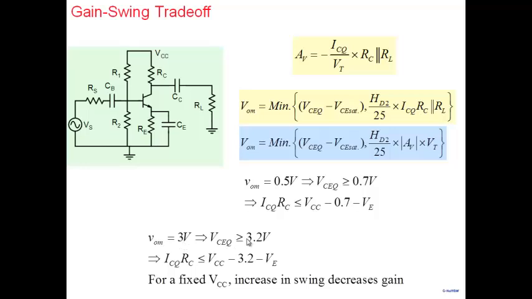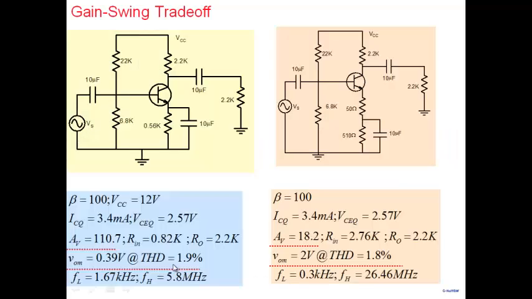All right. Let's say I do the same analysis for a swing of 3 volt. VCQ must be greater than 3.2 according to this equation. ICQ RC must be less than VCC minus 3.2 minus VE. So if you look at these two, ICQ RC over here is obviously larger than ICQ RC over there. And the gain depends on ICQ RC. So what this is telling you is, if you try to increase the swing from 0.5 to 3, ICQ RC is dropping.